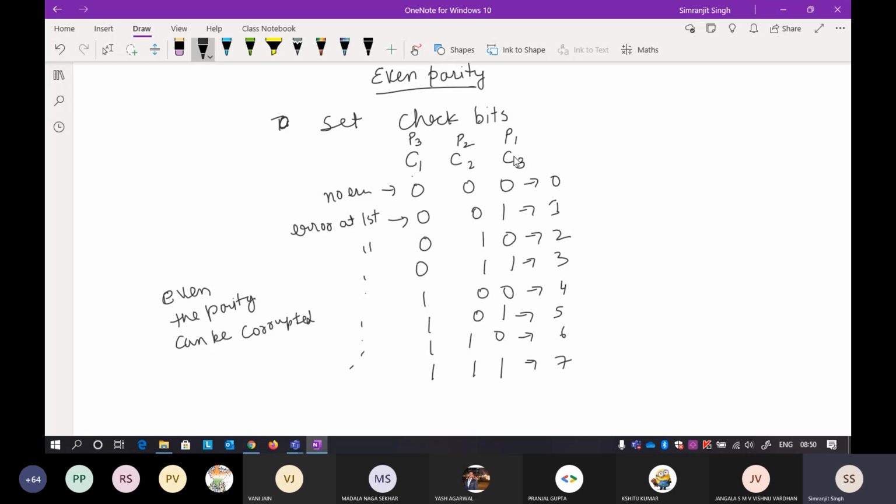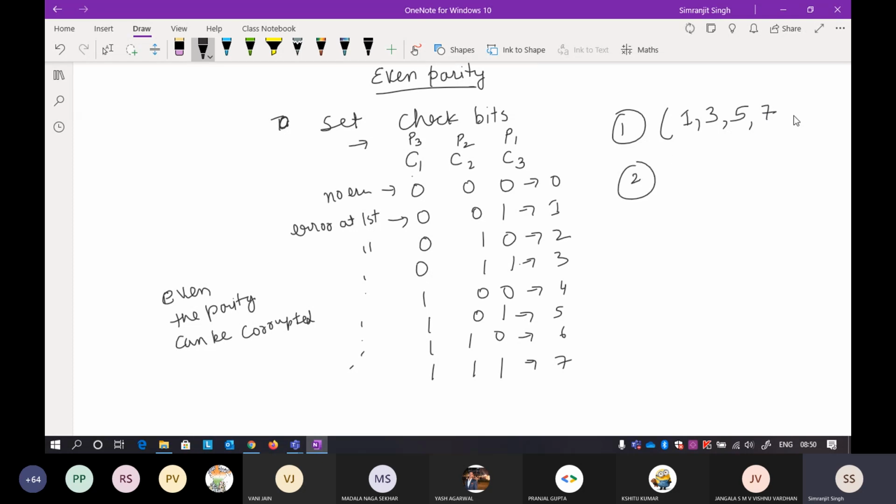Now for the parity bits, assign them in this order: C3 is P1, C2 is P2, C1 is P3. Don't worry about it, I'll show you the example and you will easily understand it. Now take wherever there is a 1. 1 is at the first position, 1 is at the third position, 1 is at the 5th position, and 1 is at the 7th position.